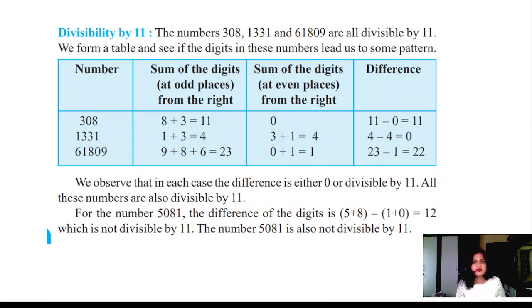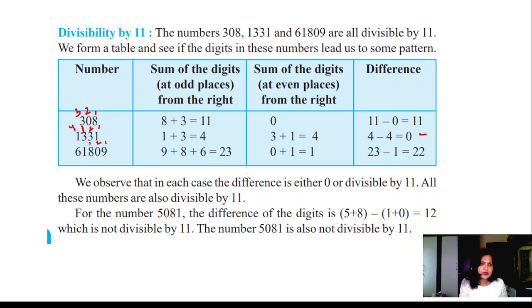Then 11. The numbers 308, 1331, 61809 are all divisible by 11. We form a table and see if the digits in these numbers lead to some pattern. 308: 8 plus 3 is 11, the sum of the digits at the odd places. For 1331: 1, 2, 3, 4. Odd places are 1 and 3, 3 plus 1 is 4. Even places are 3 plus 1, which is 4. 4 minus 4 is 0. If the answer is 0 or a multiple of 11, then the whole number is divisible by 11.